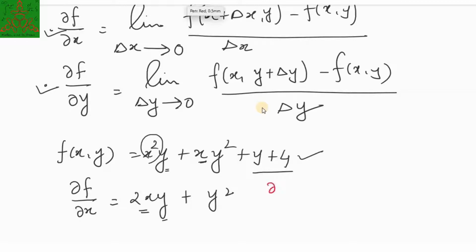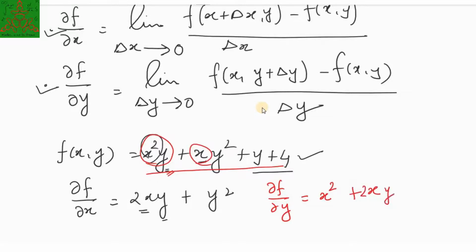And then del f upon del y will be the partial derivative of this quantity with respect to y, now keeping x constant. In the first quantity, x square is a constant, and the derivative of y is 1. Here x is a constant quantity, so x as it is, the derivative of y square will become 2y, the derivative of y will be 1, and the derivative of 4 is 0. So del f upon del y is this.